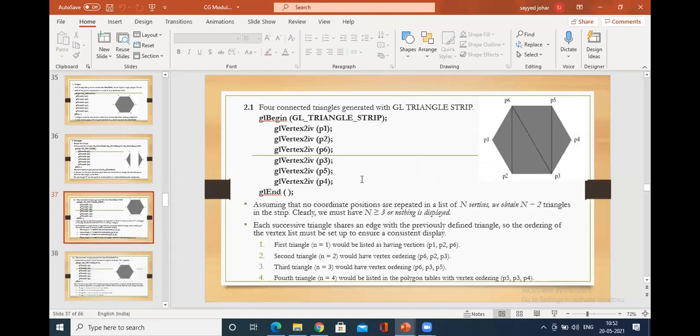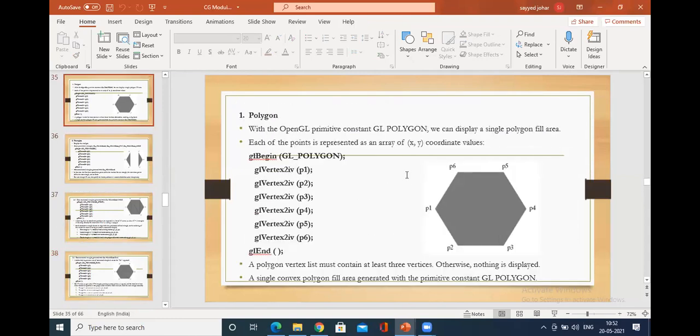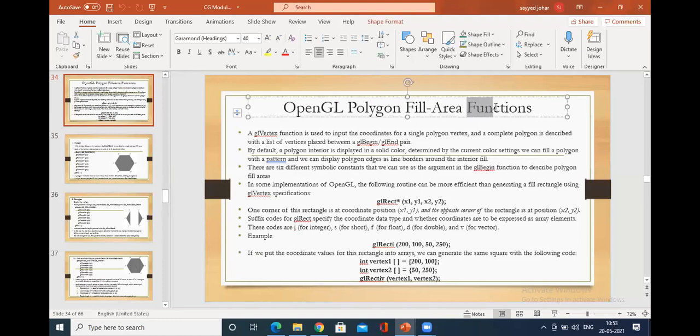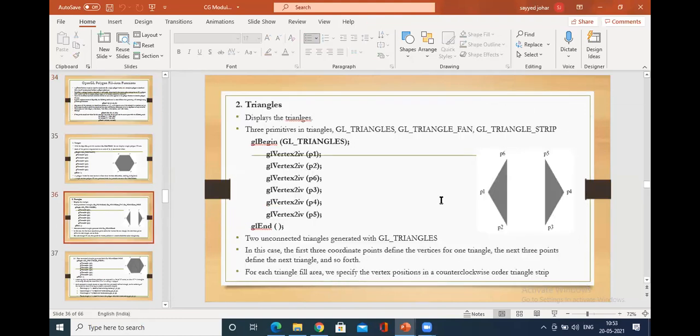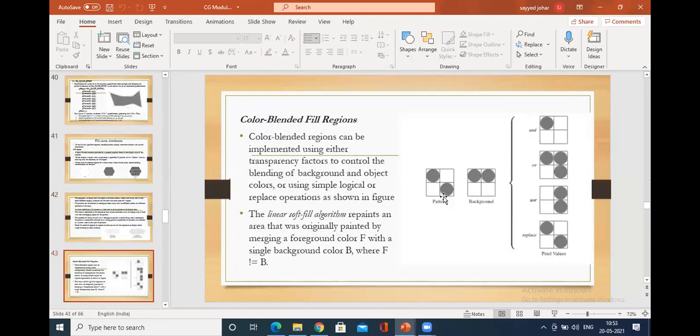glPolygon, triangle strip. This is also an important question, even from an internal and external point of view. I might ask this question also. Explain what is a polygon fill area function. Remember, polygon fill area functions. Explain any one of them. You should be able to explain this also with the diagram and with the functions, right?